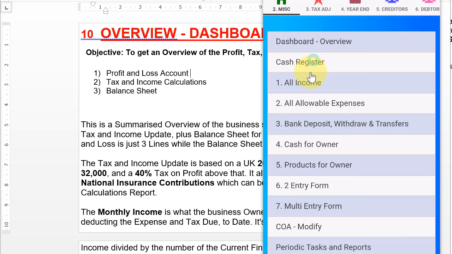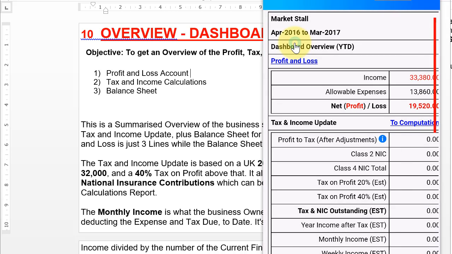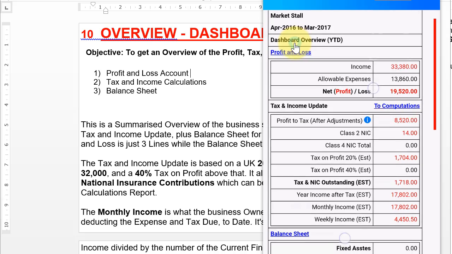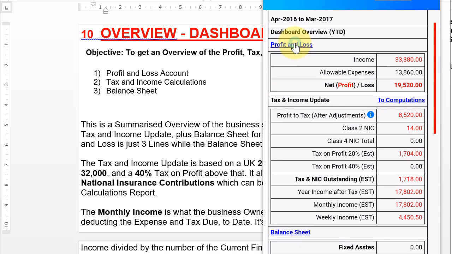recorded so far. So this is the access to the dashboard, the button to the dashboard. Let's condense this. As far as the profit and loss is concerned, it's 3 lines. We've got an income there, all allowable expenses, the net profit, and then we have these calculations here. Now remember, class 2 and class 4 NIC do apply to the UK, and we can remove these class 2 if we want to, if a business is not supposed to pay class 2 NIC. Now let's have a look at, we can remove that.